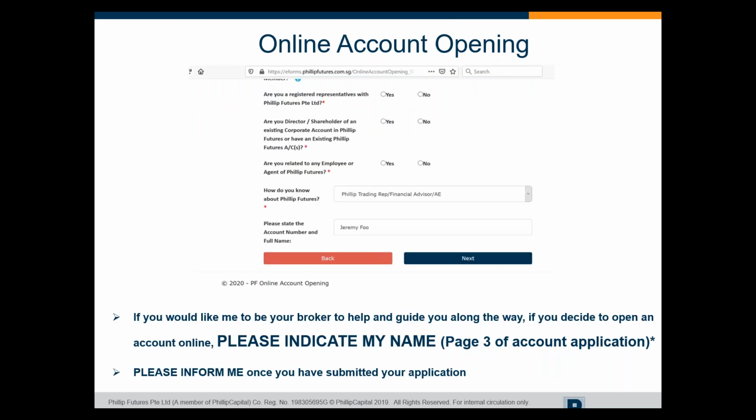As you know, with the virus situation, some people might not want to meet up, or we have advice to stay at home. You can open a whole trading account on our website online, so you don't need to come down to do the account opening. I'll just show it to you in a minute.